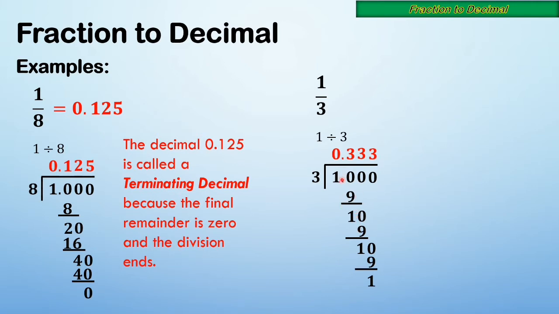Okay, as you observe, paulit-ulit na lang tayo. 10 minus 9, 10 minus 9. Then, paulit-ulit yan hanggang 3, 3, 3, 3. Walang katapusan, di ba? It will not end. Okay, we have our remainder which is 1. Paulit-ulit na lang siya.